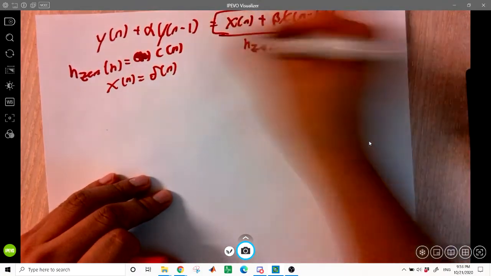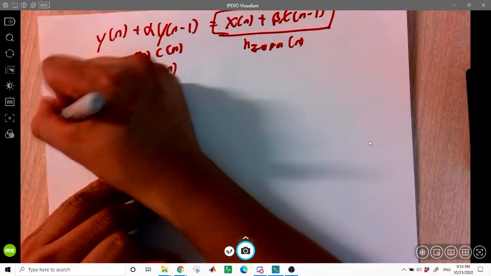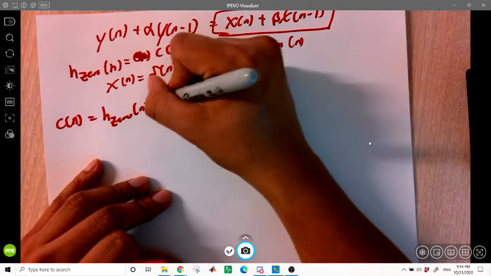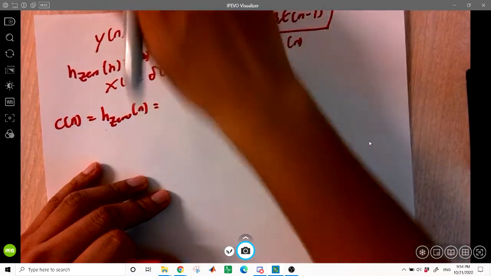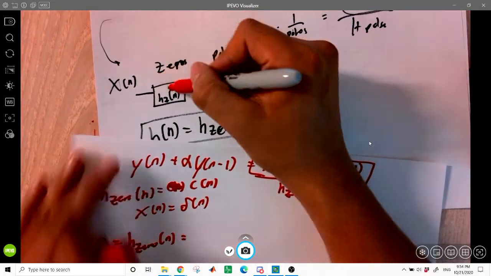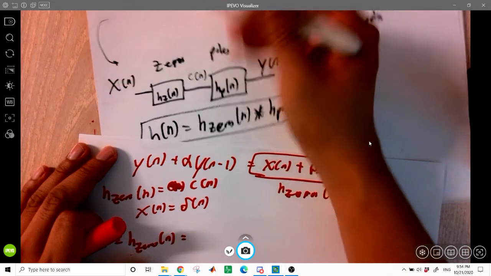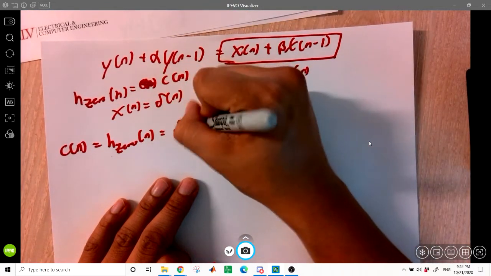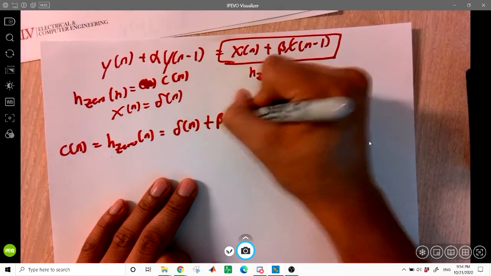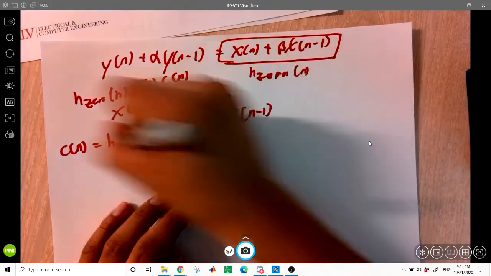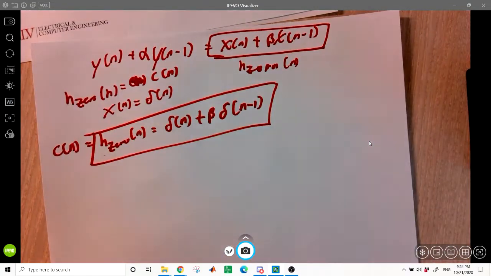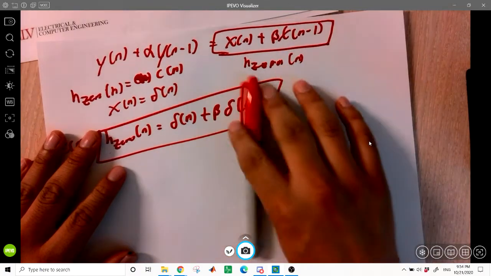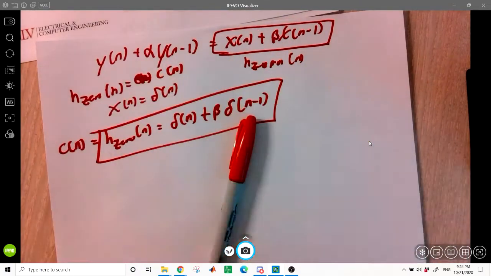So you're looking for what this response is, your c of n, or your h zeros of n, your impulse response due to you kicking the box right here. You kick the box. What is the response of this box? It's going to be ... plus beta. And there you go. That's your first equation. Now you're already halfway done with this problem, and you're almost ready to find the total impulse response.